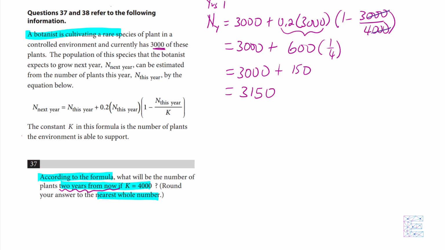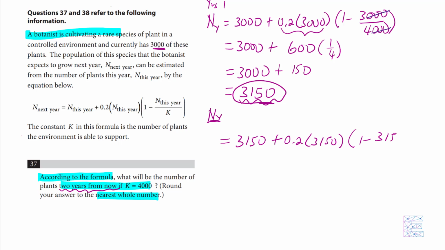Now we'll repeat this process for year two. However, this year has now changed. We're now starting at 3,150. That's going to be the this year number. Let's go for it. We would have 3,150 plus 0.2 times 3,150, quantity 1 minus 3,150 over 4,000.